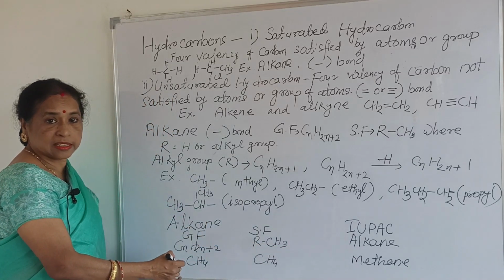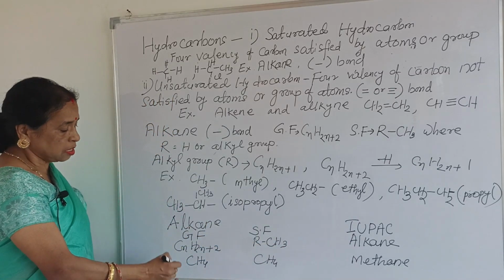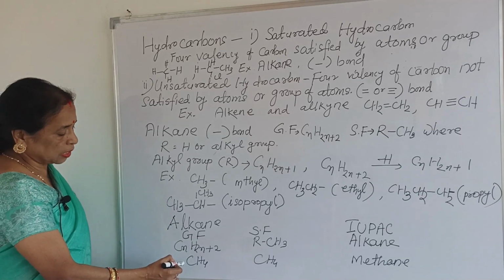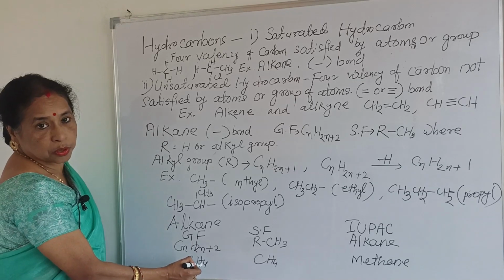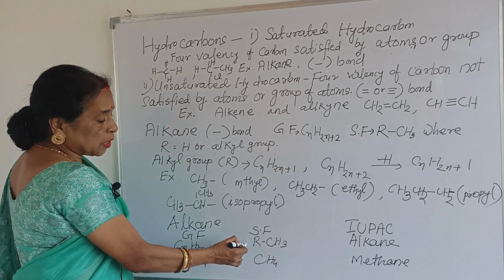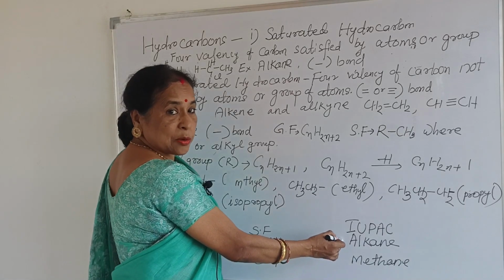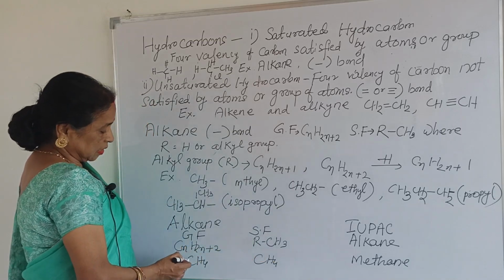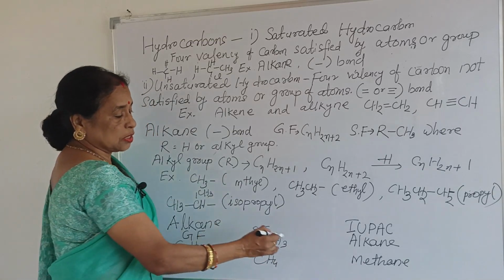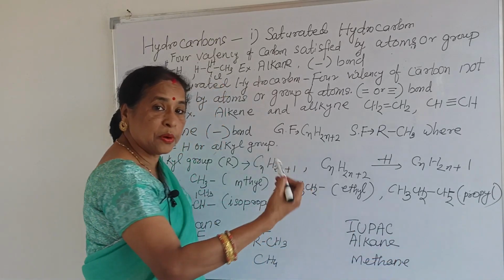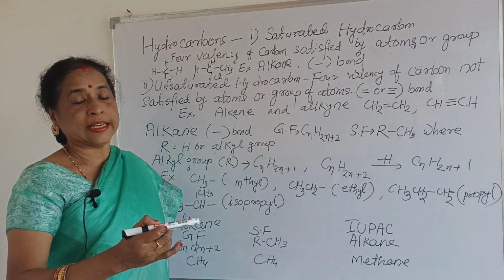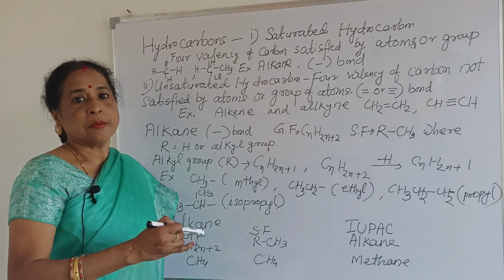I will write here a homologous series up to 3 carbons. So first one CH4, and what is here, when you put R equal to H, then it is CH4, and alkane, what is IUPAC name? Alkane. Since it is only one carbon, it changes to methane. If 2 carbon, it will be ethane. 3 carbon, it will be propane.